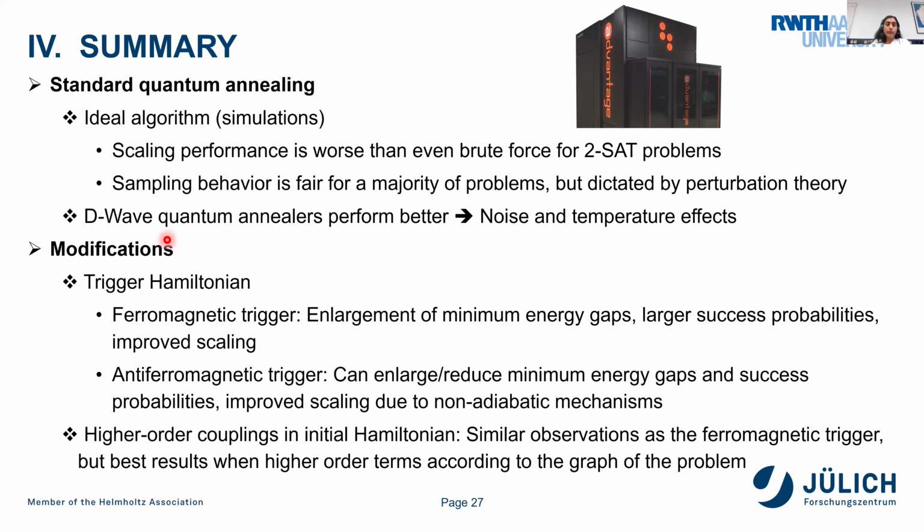When we introduce certain modifications to the standard quantum annealing in our simulations, we see that with the addition of this additional term, this trigger Hamiltonian, if this was of the ferromagnetic kind, we see a systematic increase in the minimum energy gaps, which then manifests itself as an improvement in the success probabilities and scaling. And in the antiferromagnetic case, we see that the addition could either enlarge or reduce the minimum energy gaps. The best improvements in this case resulted from short annealing times, where certain non-adiabatic mechanisms can improve the success probability.